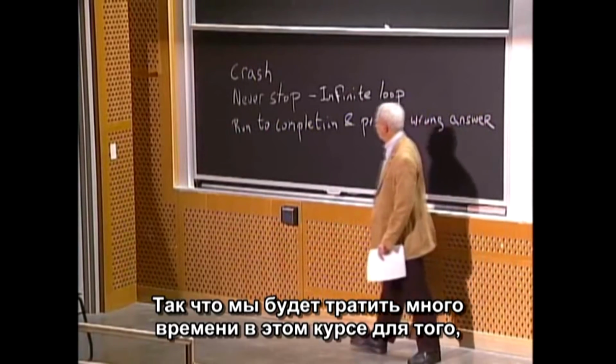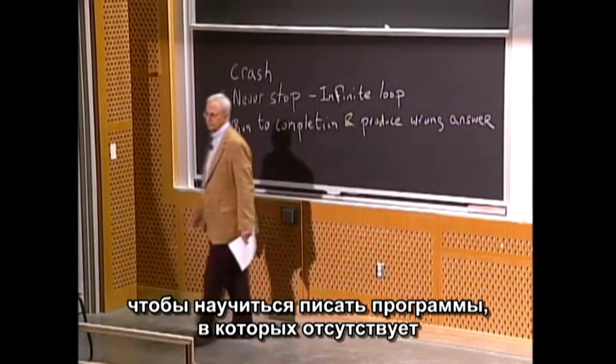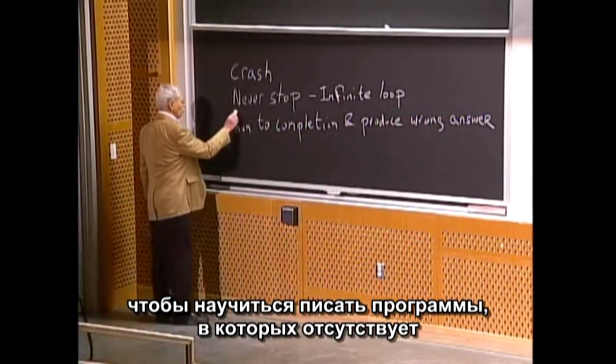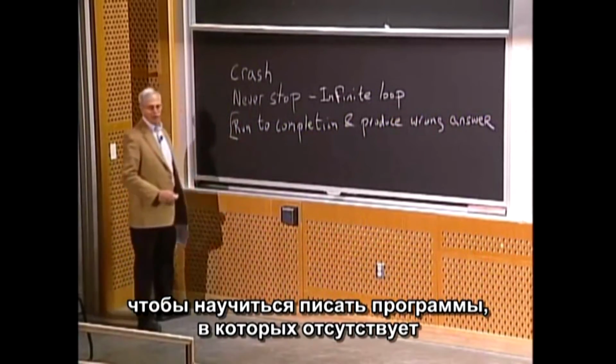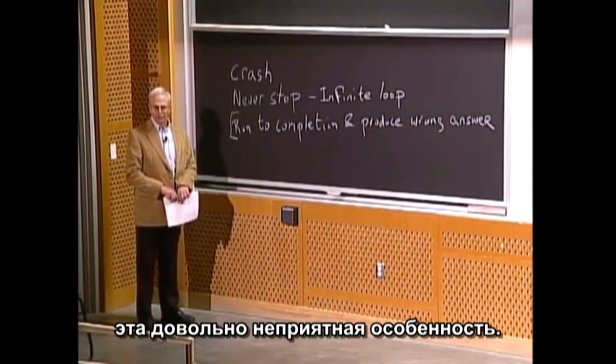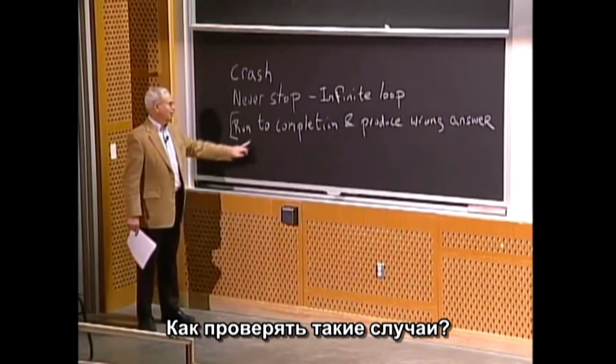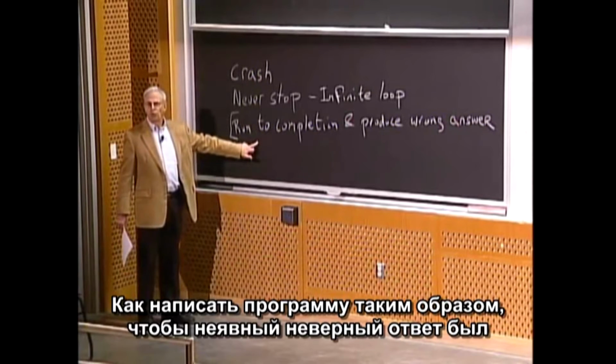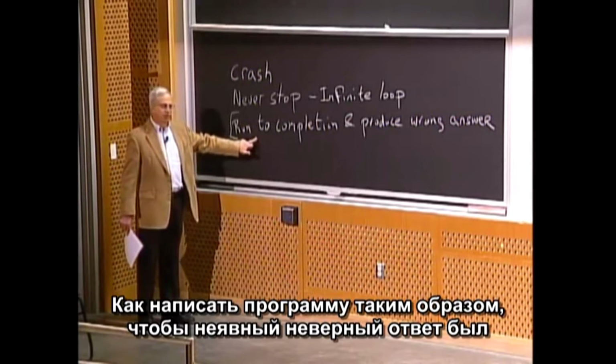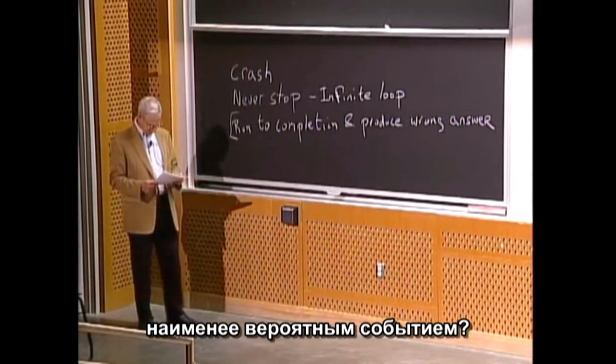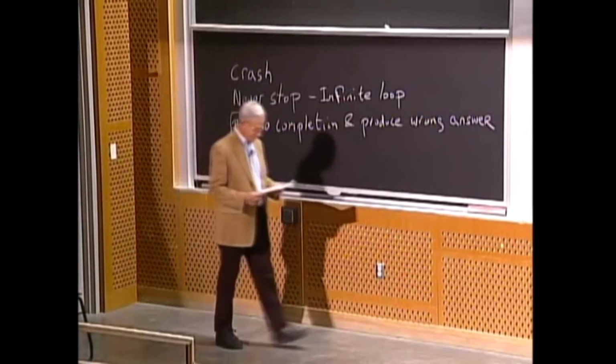So one of the things we're going to spend time on this term is what you can do to avoid writing programs that have this rather unpleasant property. How do you test them? How do you write them in such a way that this is the least likely event? That's not what you want to happen.